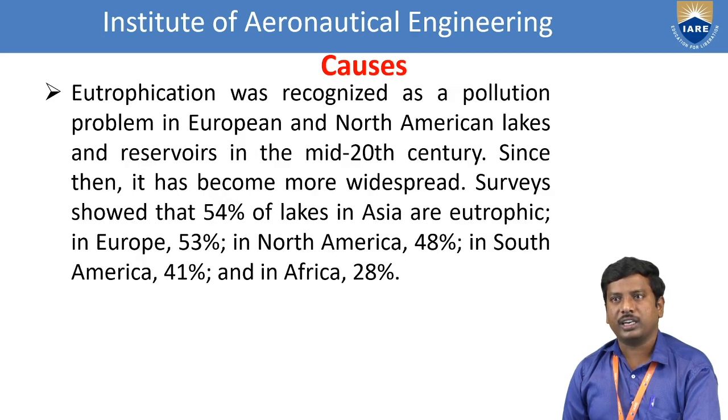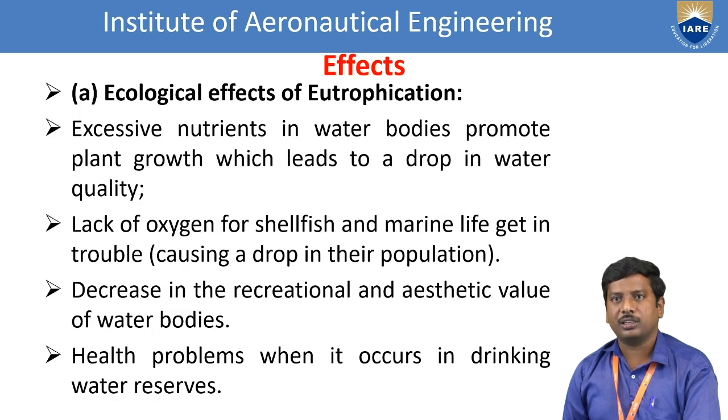Eutrophication was recognized as a pollution problem in European and North American lakes and reservoirs in the mid 20th century. Since then, it has become more widespread. Surveys showed that 54% of lakes in Asia are eutrophic, in Europe nearly 53%, in North America 48%, in South America 41%, and in Africa 28%. So overall, Asia has the highest share, 54%, of eutrophication pollution. And now we see what the effects of water pollution are.